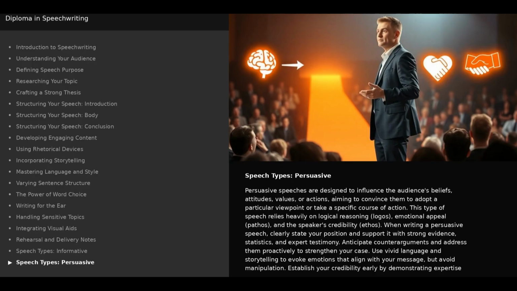Structure your arguments logically, often using a problem-solution or Monroe's motivated sequence pattern. A successful persuasive speech not only presents a compelling argument, but also inspires the audience to change their minds or act upon the call to action. It is a powerful tool for advocacy and change.